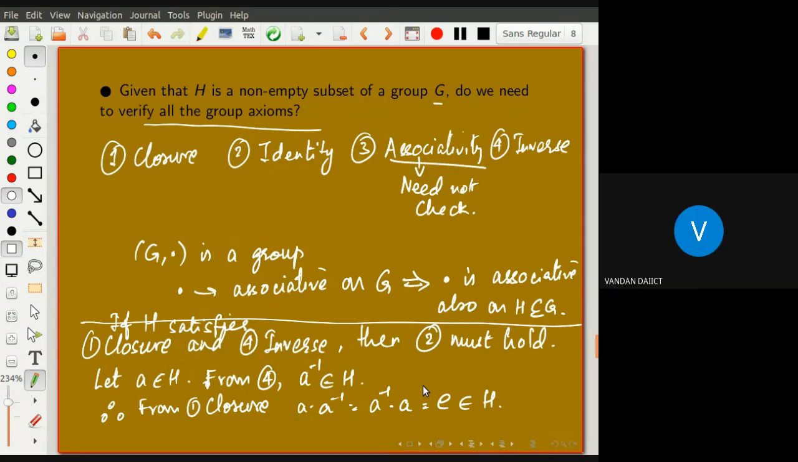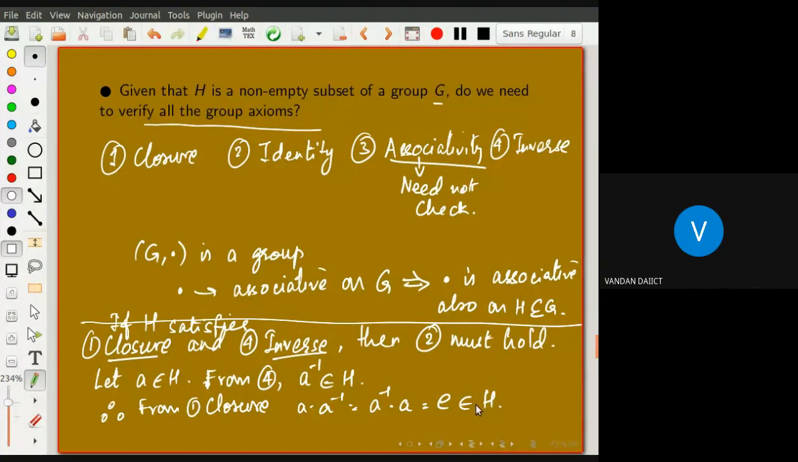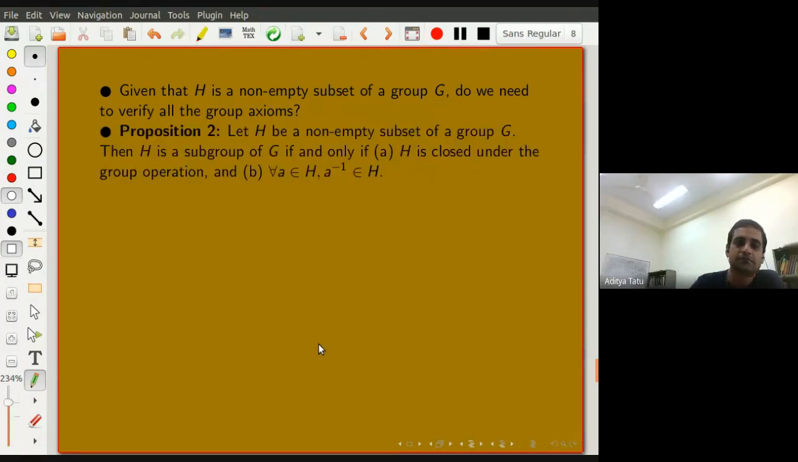Yes, sir. And how about the converse of this? Let me just give this statement clearly. What I'm saying is, an arbitrary non-empty subset H of a group G, if it satisfies closure and inverse, then H must be a subgroup. That is what we have proved, right? Yes. Similarly, sir, if H is a subgroup, then H must satisfy closure and inverse. That I hope is obvious, right? Yes, sir. So, another way, what I am trying to say is we have given another equivalent definition of a subgroup.